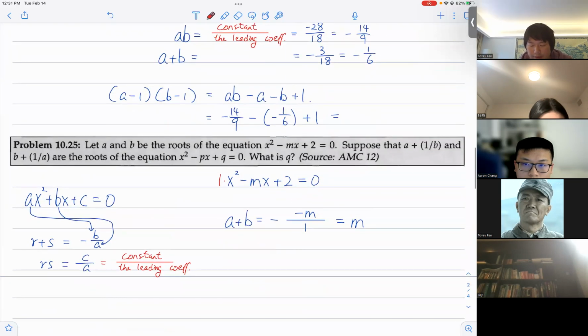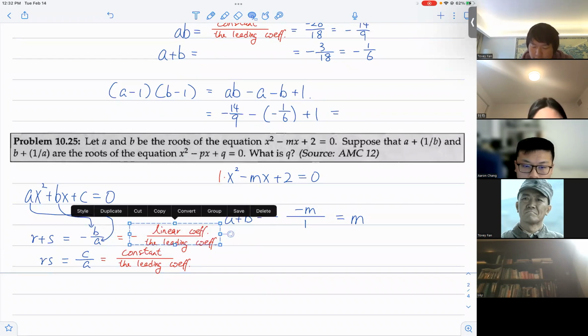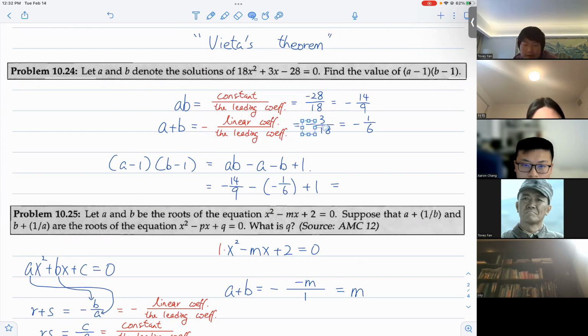So for A plus B, that's negative the linear coefficient over the leading coefficient. That's what the sum of roots is. Negative linear coefficient is 3, so we put 3 here, and the leading coefficient is 18, we put 18 here.